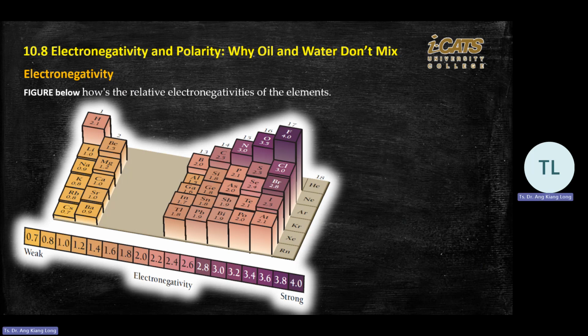It can either become positive or negative, right? So the higher number will always become the negative side or negative pole, and so on. Okay. And you can see helium, argon, and all these, they are stable elements. When it's stable, you don't have electronegativity.